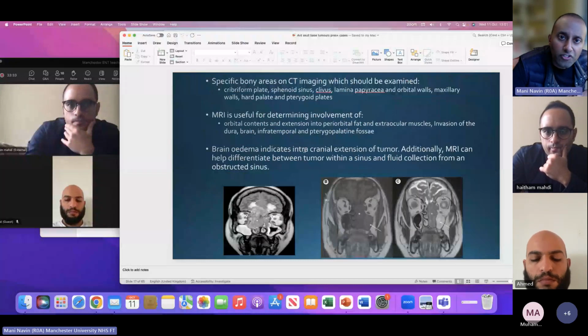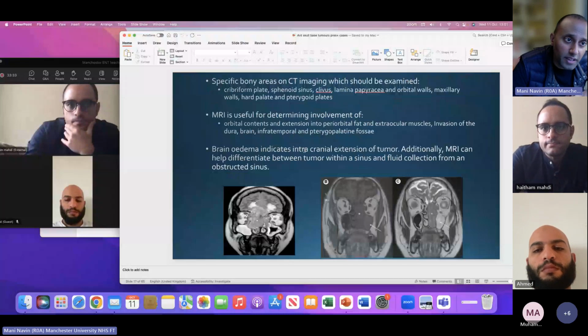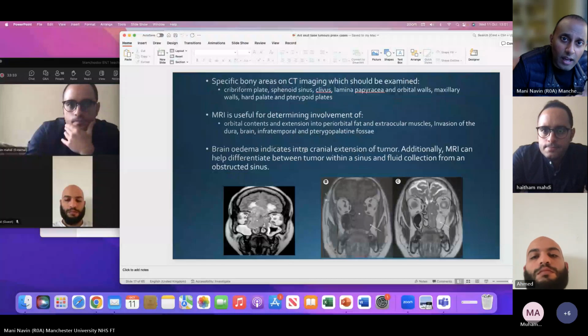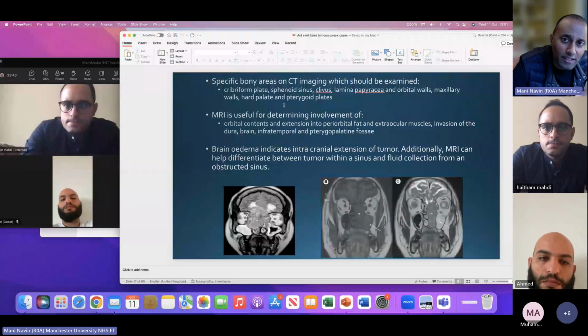So specifically on the CT, you're looking at these areas of bone: the cribriform plate, the sphenoid, the clivus, the lamina, palate, pterygoid plate. This is all going to help decision making as to what to do. So this is really useful on the CT scan.